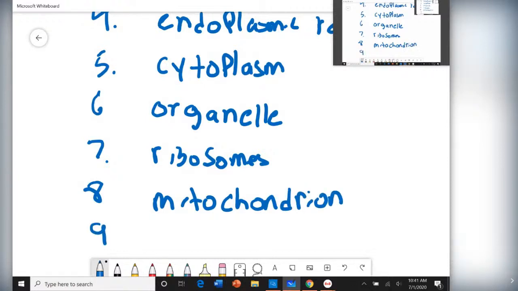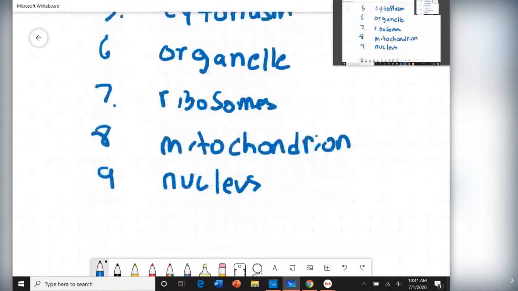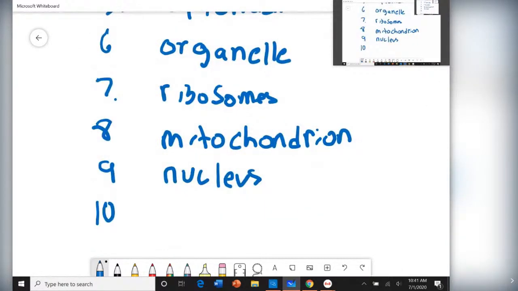Nine, this acts as a control center for the cell. And that's the nucleus, kind of like the engine, like I said. And that just leaves us one more, and that would be 10. This is the layer that holds the parts of the plant cell together and controls movement of materials in and out of the cell. And that would be the cell membrane.